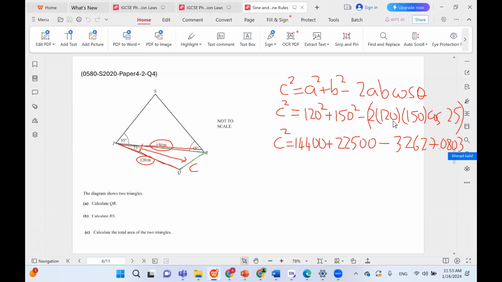And then we evaluate these three terms added together. So 14400 plus 22500 minus 32627.0803. So C squared is equal to 4272.9197.